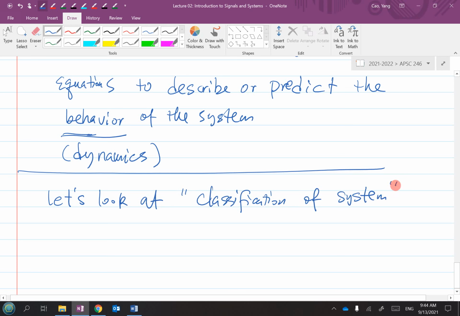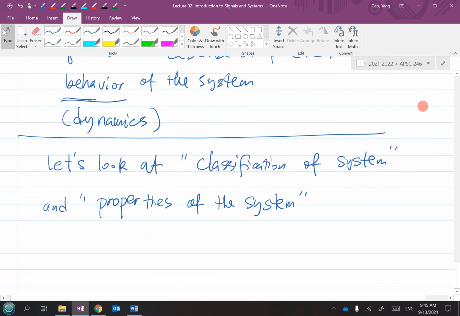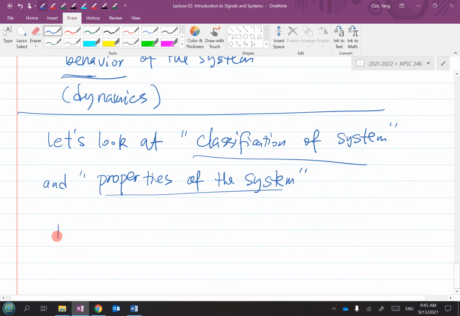The classification system, and also really top of the line, the bigger picture of what we call properties of a system. Okay, so let's look at this bigger picture first, and we will dive into the details and how to determine each one of these. First, let's look at how we will describe the properties of a system.